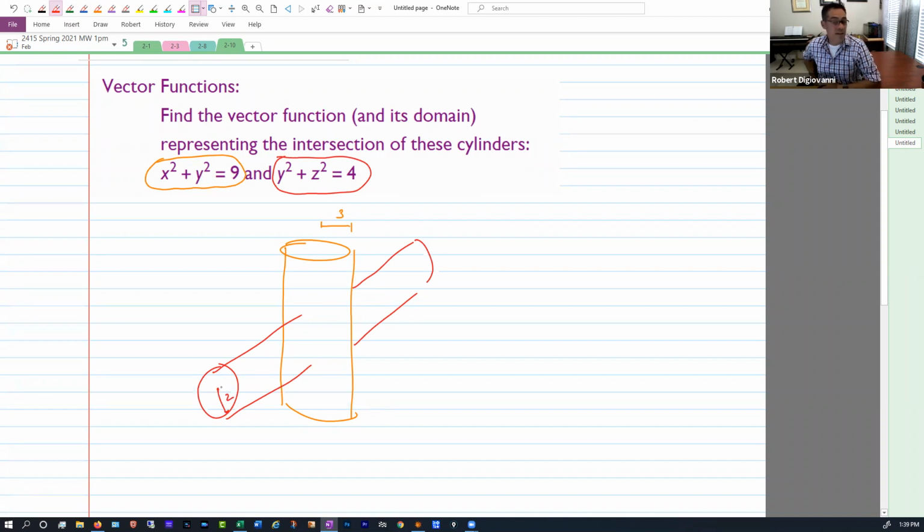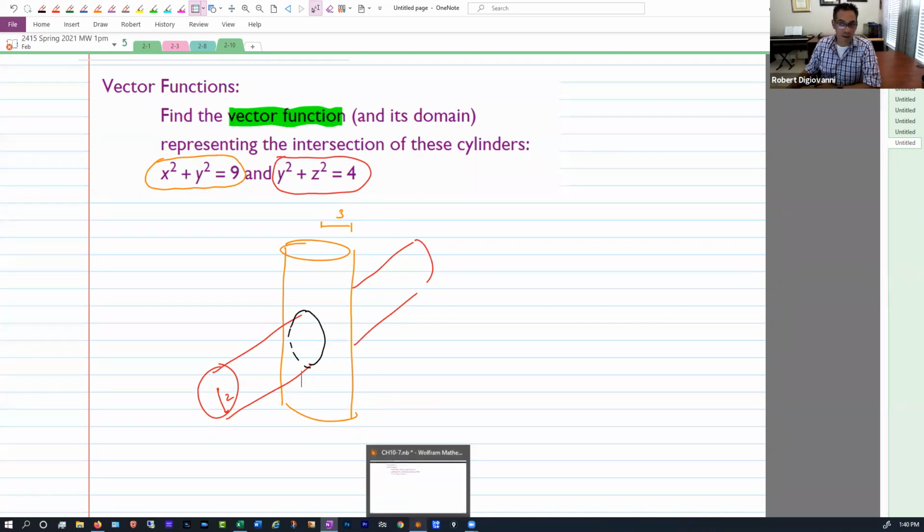So what this question is asking us to do, and Maribel, you're good, you can mute, is for us to find a vector function. Vector functions draw curves, right? That's what I said last class. Vector functions don't draw surfaces, they draw curves. So we need to find a vector function that represents the intersection of these cylinders. So we need to find a vector function that somehow draws where these things hit each other.